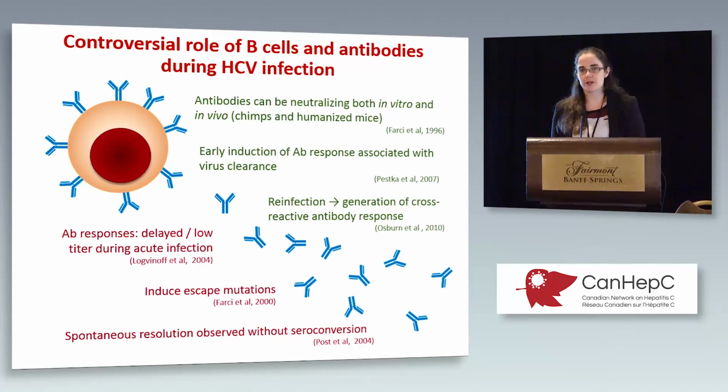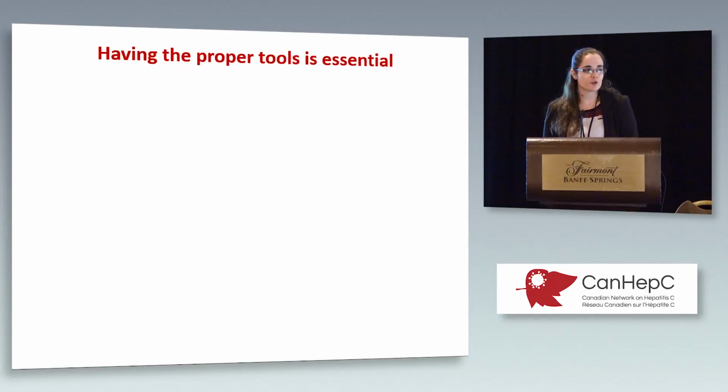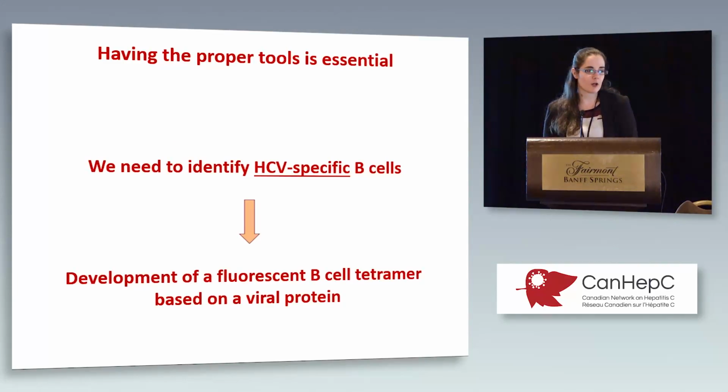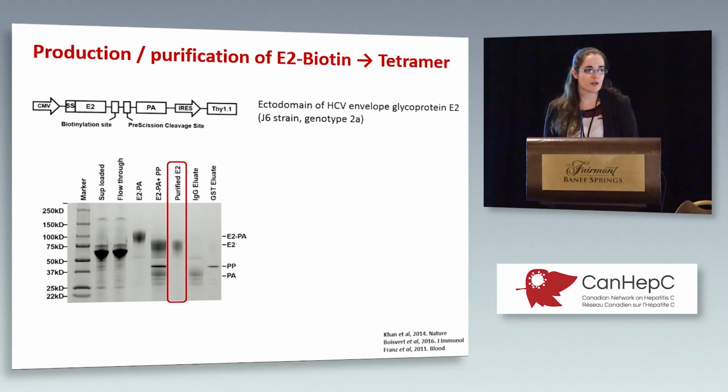So our goal is to better define the role of the B-cell and antibodies during HCV infection. But in order to do that, we need to be able to identify HCV-specific B-cells. And for that, we developed a fluorescent B-cell tetramer based on a viral protein. We used the E2 glycoprotein, the surface protein, and a construct that was used to purify the protein and determine the crystal structure. This construct was shown to produce a good amount of properly folded E2 protein. And we've used it with a biotinylation site and protein A tag to be able to purify the protein.